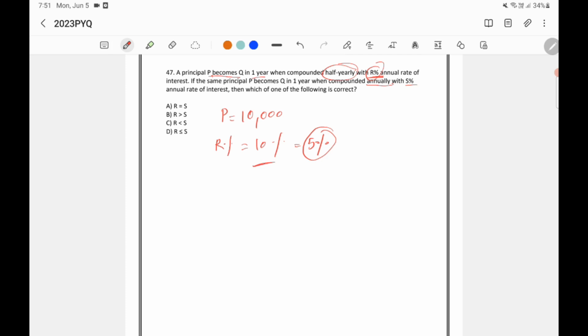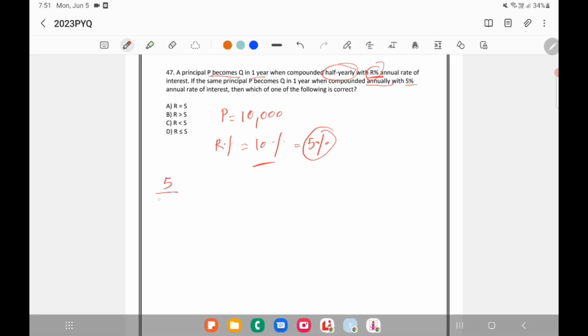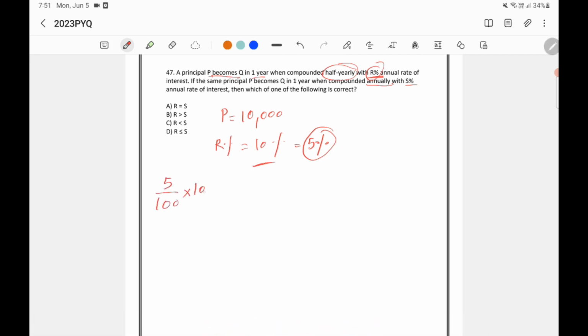That means every 6 months it is calculating, so we need to divide the percentage by 2. So it is 5%. After 6 months, it is calculating the interest for the first time. Then the interest will be 5 by 100 into 10,000. So it is 500. So the amount is becoming 10,500, because interest is 500 and we have principal 10,000. So total is 10,500.